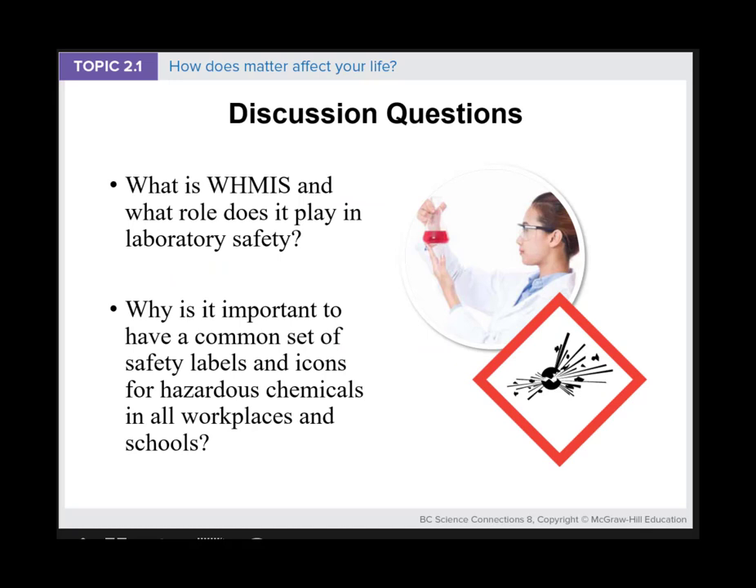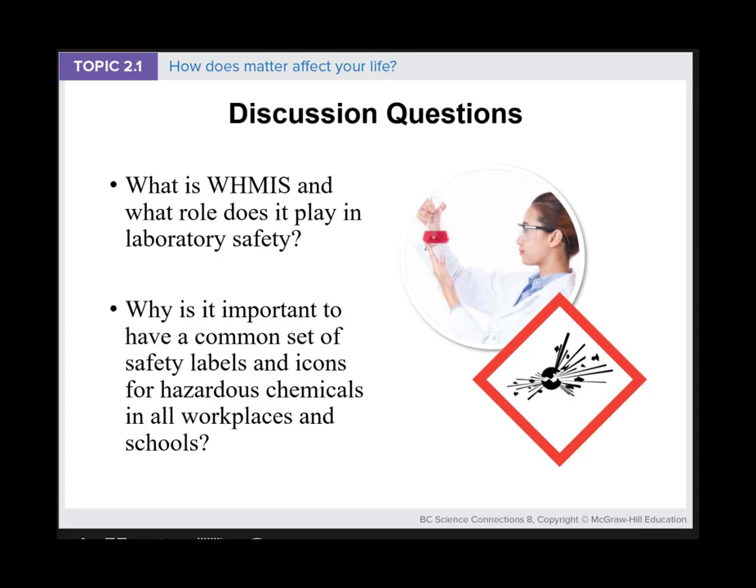It says here, what is WHMIS and what role does it play in laboratory safety? Well, we know that if you are going to work in a lab, everyone needs to know some of the safety precautions and some of the first aid that you may need to apply if there's an accident. It says, why is it important to have common sets of safety labels and icons for hazardous chemicals in all workplaces and schools? Well, we would want a standard safety set of rules for everybody so that we all abide by the exact same set of rules, no matter what location you're at, no matter what school you're at.